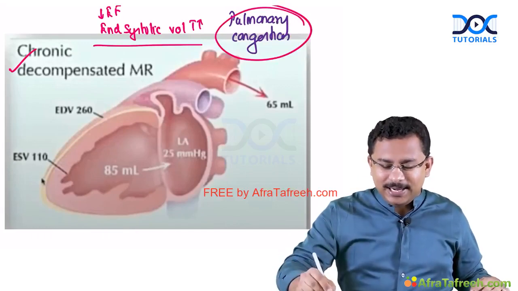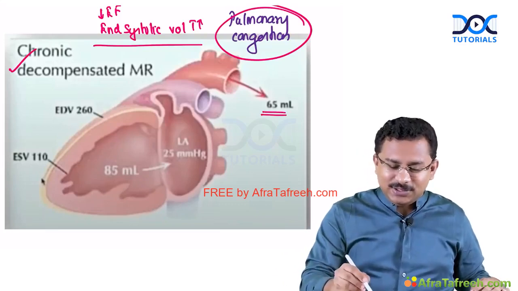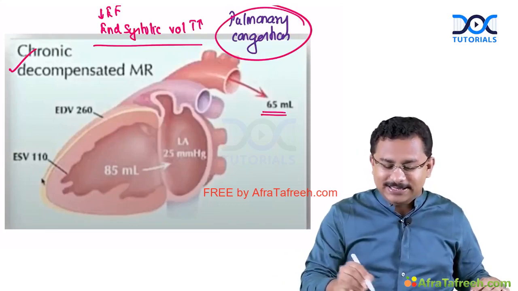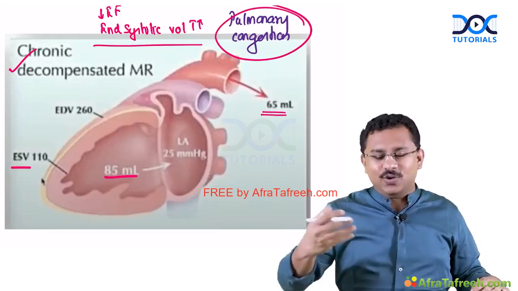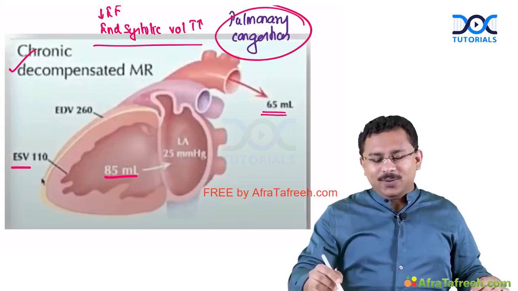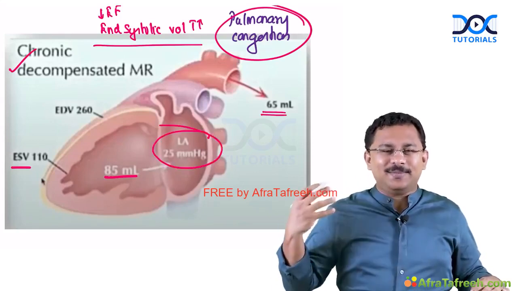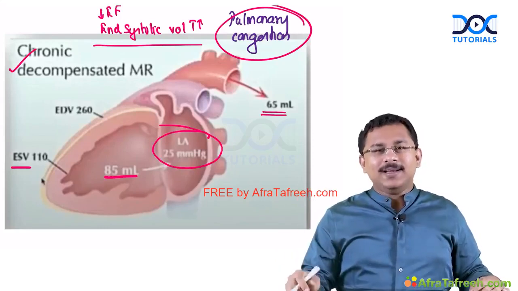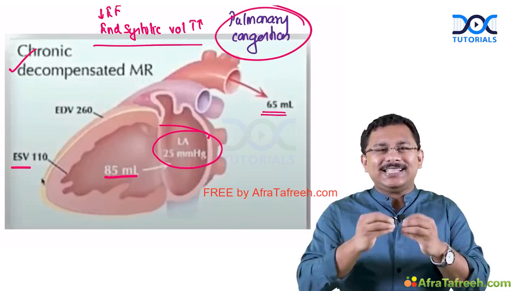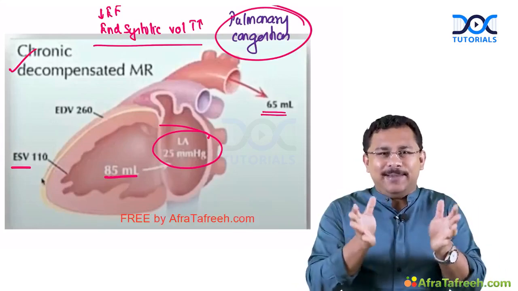So you can see the forward flow is decreased. You can see the end systolic volume is increasing, and there is a regurgitant jet from the LV to LA. And you can see again the LA pressure is increasing, which is transmitted back, and there is pulmonary congestion and pulmonary edema.